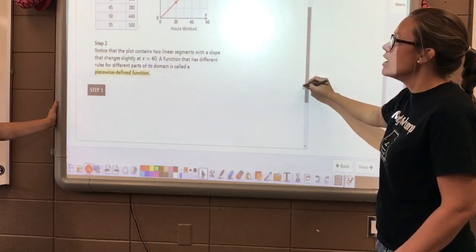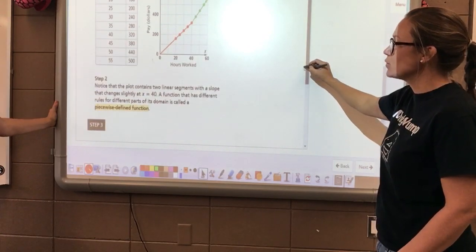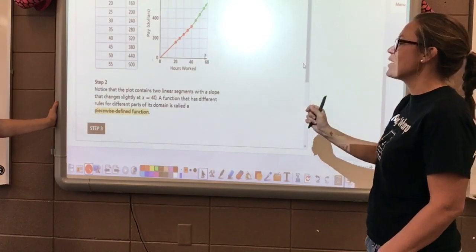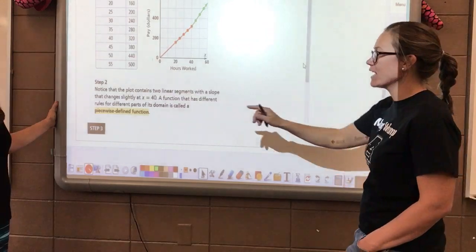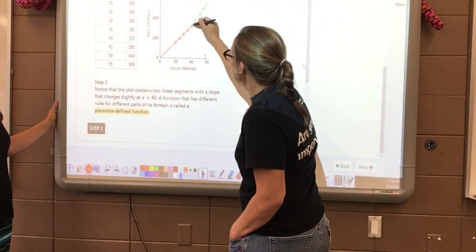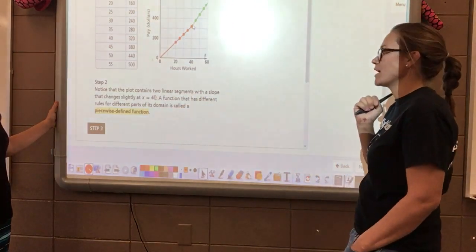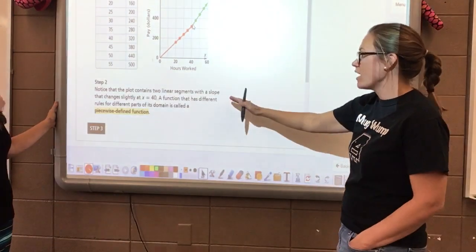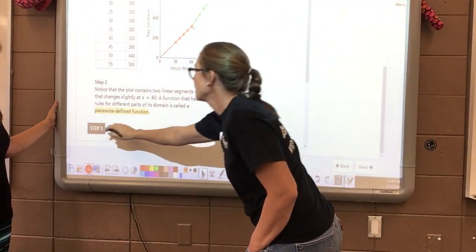Step two, notice that the plot contains two linear segments with a slope that changes slightly at x equals 40. So that's our spot where things change. This is the definition of a piecewise function.